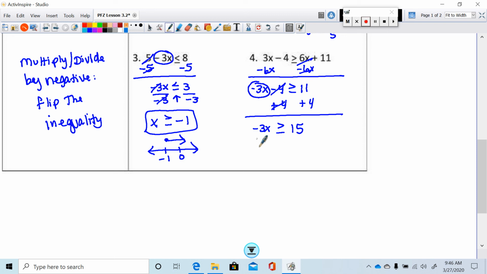This is negative 3 times x, so the opposite of times is divide. I'm going to divide both sides by negative 3, remembering to flip the inequality because I'm dividing by a negative number. So it's not going to be greater than, it's going to be less than or equal. 15 divided by negative 3 is negative 5. So that's my solution. And the graph, 0 would be here, negative 5 over here. It's underlined, so I use a closed circle, and the arrow is going to the left.